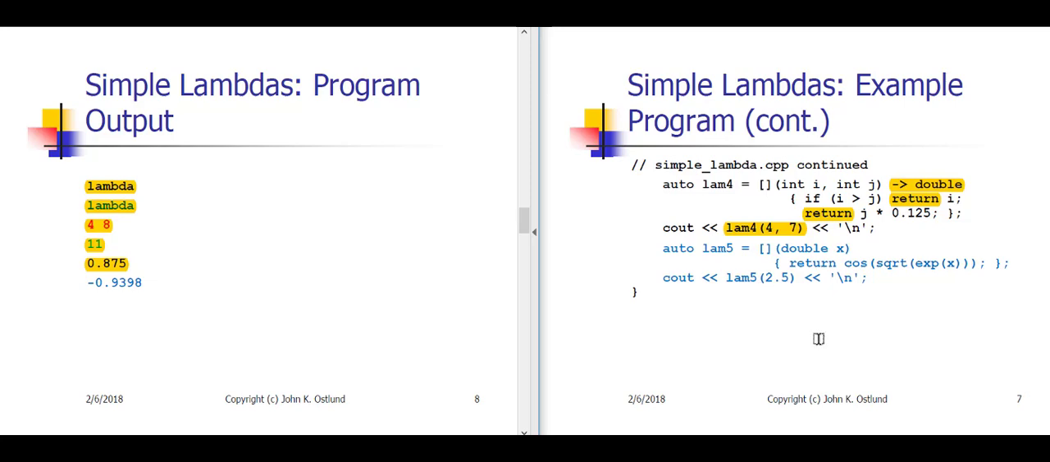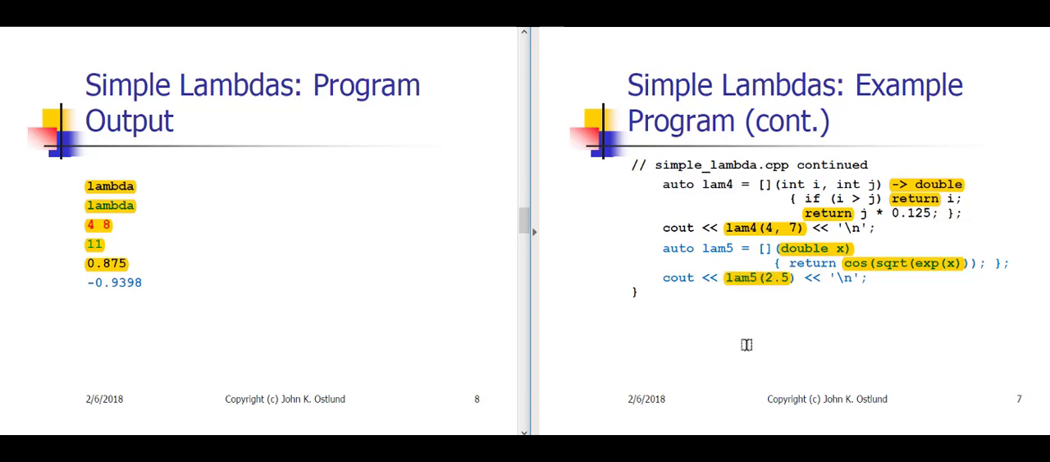And one more example, this time using some standard functions within the body of the lambda. This lambda, which I'm naming lam5, takes a double as its argument, and it's using some standard functions, cosine, square root, and exponent, so that we get the cosine of the square root of e to the x as our result.